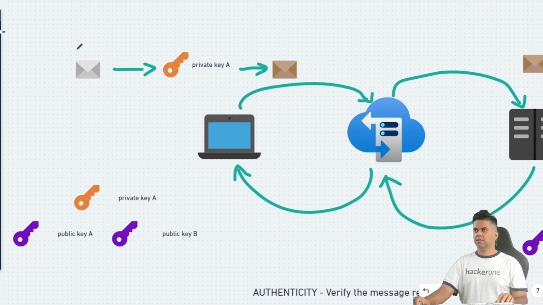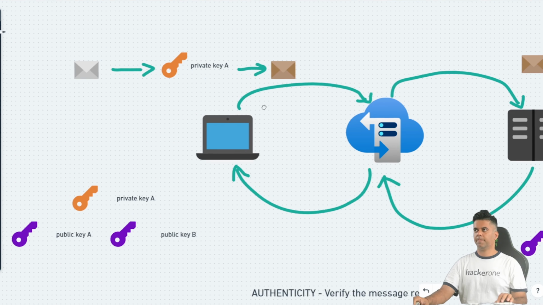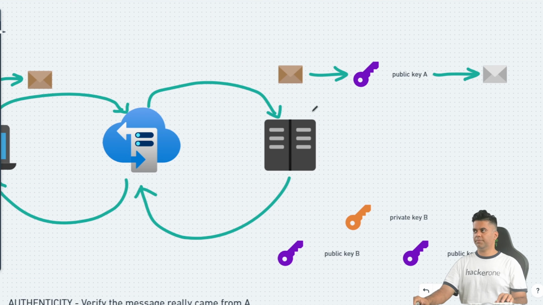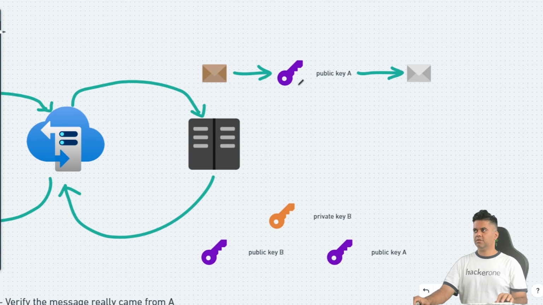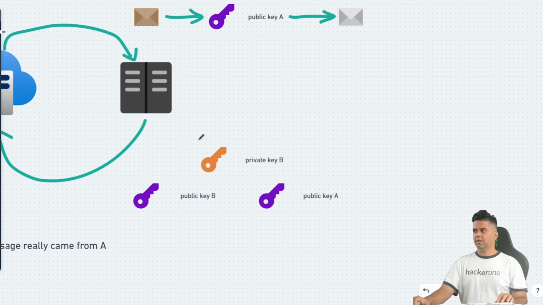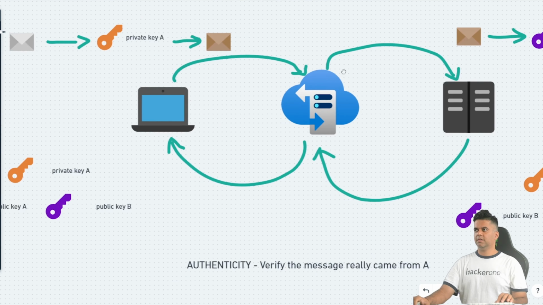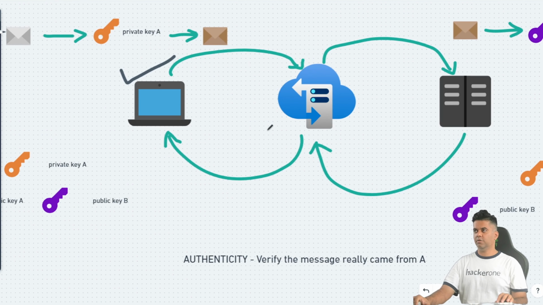Now what the user does is take a message and sign it, not encrypt it, but sign it with the private key A, which only the user has. This signed message is sent to the forwarding server, which sends it to the server. The server takes this signed message, and you remember the server has private key B, public key B, but also public key A that it received during the key exchange in the beginning. So it takes this message, applies public key A, and gets the message that was signed, which authenticates that the message was indeed sent by user A.